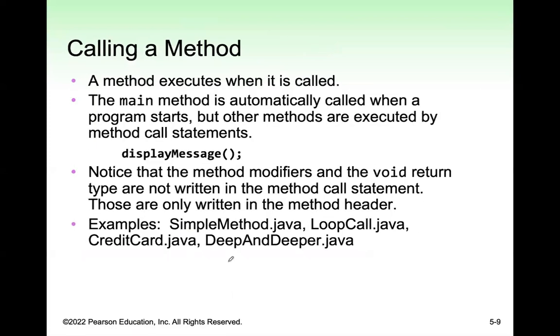If you want to call a method, it's pretty easy. To call a method, you just have to specify the name of the method with parentheses and a semicolon at the end. So whichever method you want to call, you're going to put the name of that method, you're going to put your parentheses and a semicolon, nothing else.